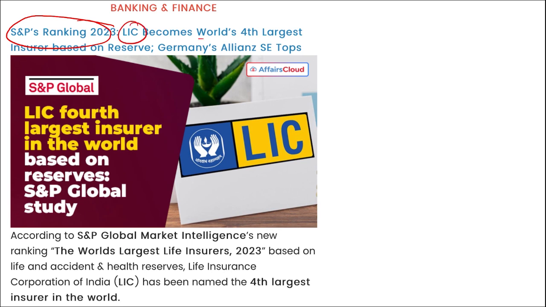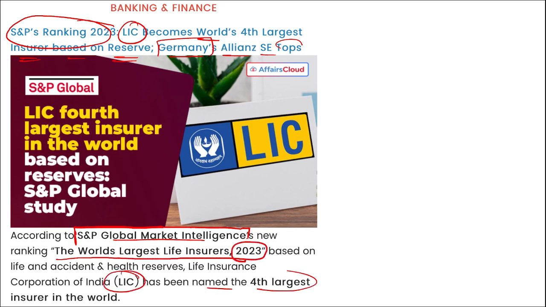In this, LIC became the world's fourth largest insurer based on revenue, and Germany's Allianz SE has topped this particular list. So first of all, remember this list was released by S&P Global Market Intelligence. The name of the report is the world's largest life insurance 2023, and in this, LIC has been named as the fourth largest insurer in the world.